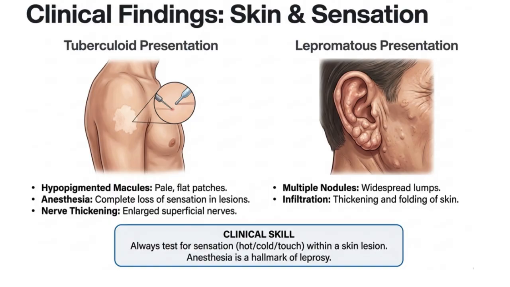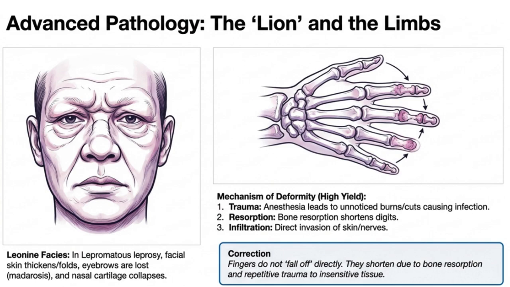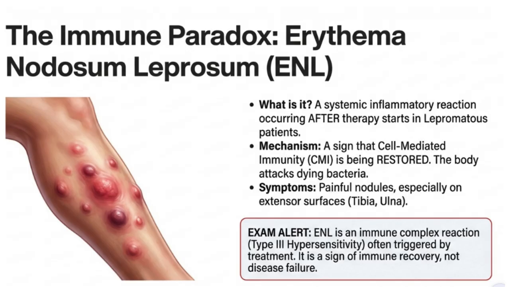In contrast, in lepromatous leprosy, multiple nodular skin lesions develop. These lesions are widespread and may eventually lead to the typical leonine facies, which gives the face a lion-like appearance, due to thickening of the facial skin and loss of eyebrows. After initiation of therapy, patients with lepromatous leprosy may develop erythema nodosum leprosum, commonly known as ENL. This condition is interpreted as a sign that cell-mediated immunity is being restored. ENL is characterized by painful nodules, especially along the extensor surfaces such as the tibia and ulna.